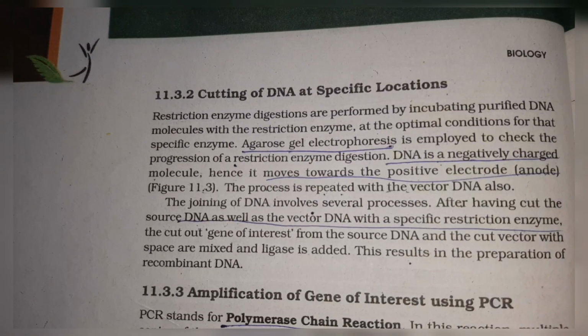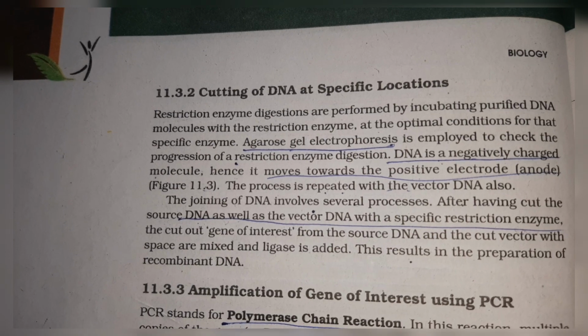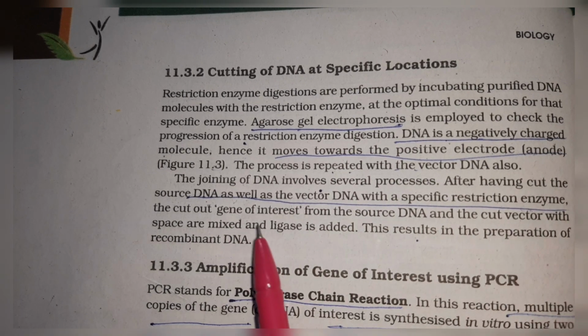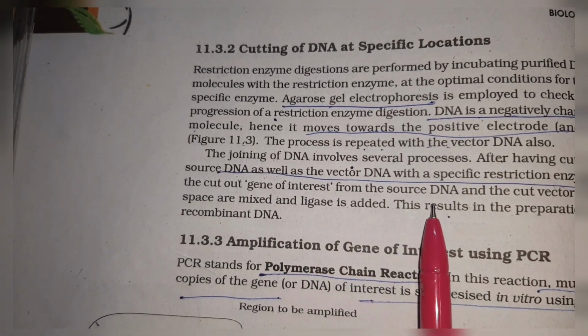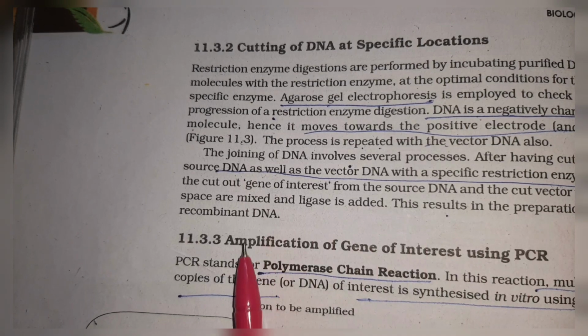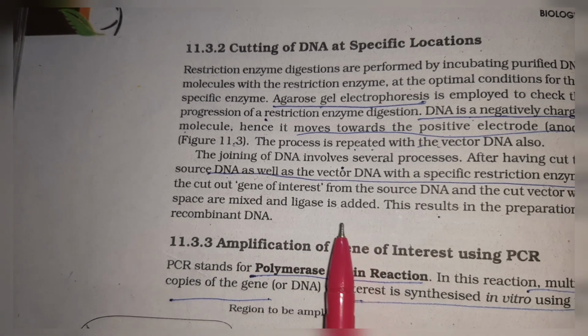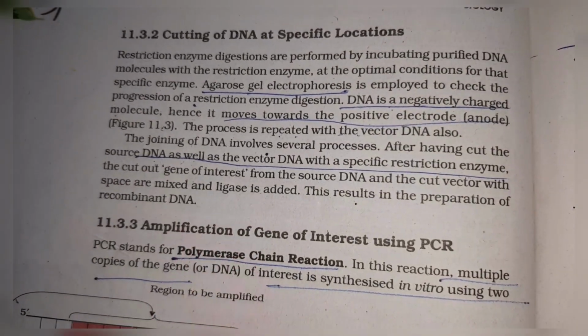Then the process is repeated with the vector DNA also. We cut the vector DNA with the same restriction enzymes. Now, the joining of DNA involves several processes. After having cut the source DNA as well as the vector DNA with specific restriction enzymes, the cut-out gene of interest from the source DNA and the cut vector are mixed and ligase is added. This results in the preparation of recombinant DNA.